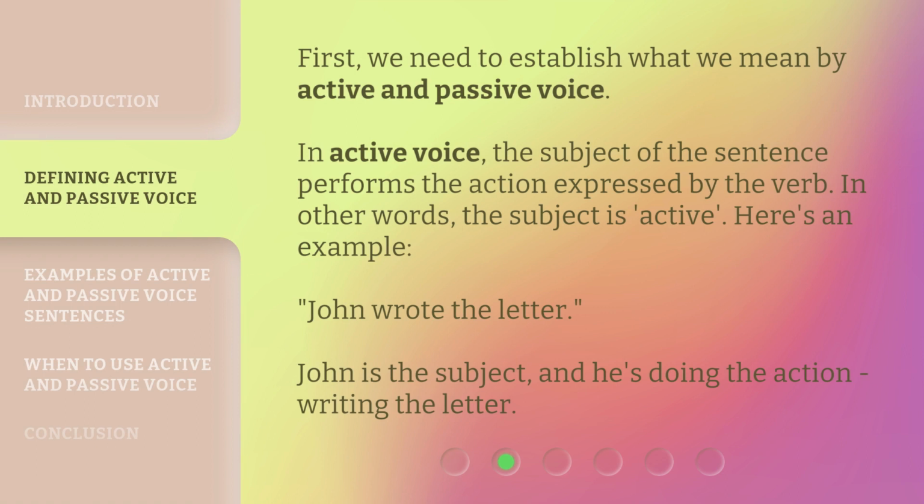First, we need to establish what we mean by active and passive voice. In active voice, the subject of the sentence performs the action expressed by the verb. In other words, the subject is active. Here's an example. John wrote the letter. John is the subject, and he's doing the action, writing the letter.